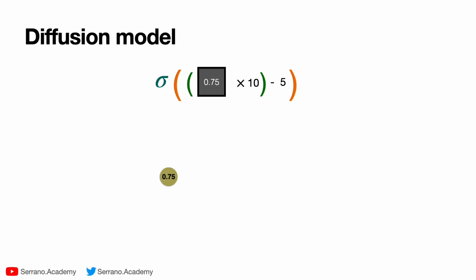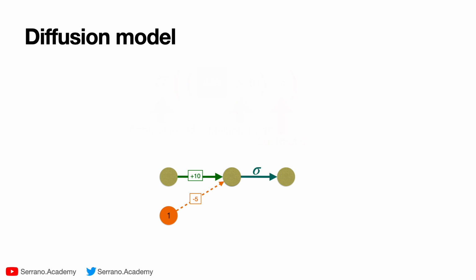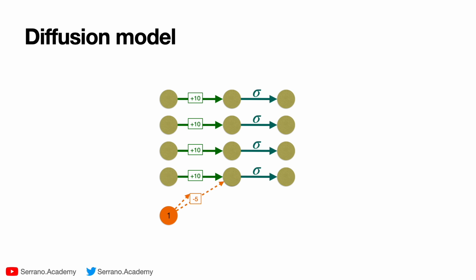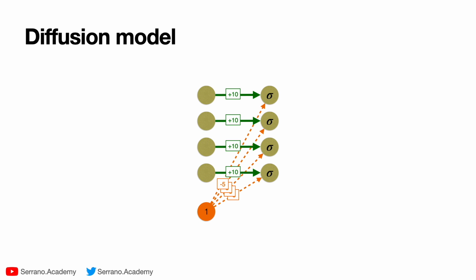Let's start with my value of 0.75. The multiply by 10 means that I have an edge with a weight of 10. And now the output is 7.5. How do I subtract 5? Well, that's a bias unit over here, which is a 1, with an edge of weight minus 5. That's how I subtract 5. So now my output turns into 7.5 minus 5, which is 2.5. And finally, I'm going to apply sigmoid. So apply sigmoid to this 2.5, and I get 0.92. So that's a neural network. It's a pretty simple neural network, and I can do that for every single one of the 4 pixels. And I get this neural network over here, which I can clean up by putting the sigmoid inside the vertex. And that is my diffusion neural network.